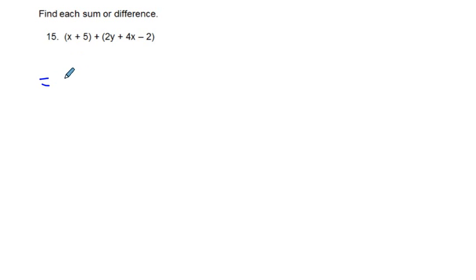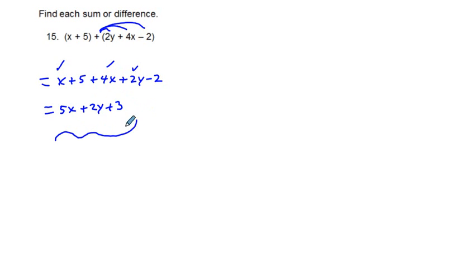We have the quantity x plus 5, so I'm going to put here x plus 5, plus, and we're going to have, again, distributing the plus sign, I'm going to put plus 4x plus 2y minus 2. And again, I changed the order just for organizational purposes to make it a little easier for me. So we have x plus 4x is going to be 5x, and then we have just one single term with y, so we have plus 2y, and then finally we have 5 minus 2, which is going to be plus 3. So that's going to be our answer for problem 15.